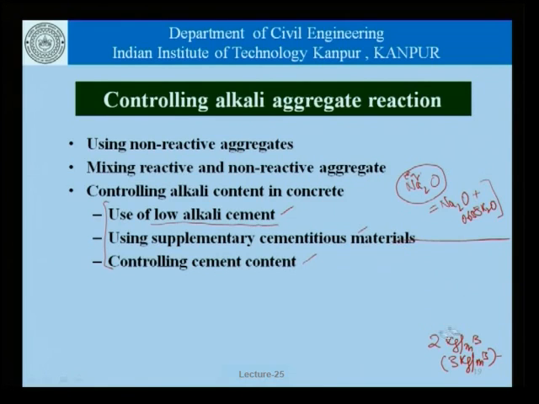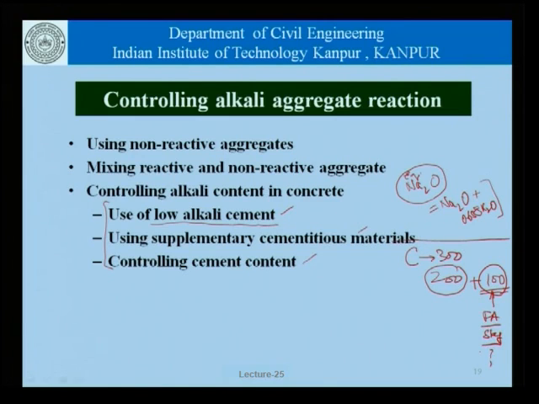Now, how is controlling cement content different from using supplementary cementitious material? It is different in the sense that in the previous example we said that instead of 300 kgs of cement, we will use 200 kgs of cement plus another 100 kgs equivalent of cement in terms of fly ash or slag or any other supplementary cementitious material.